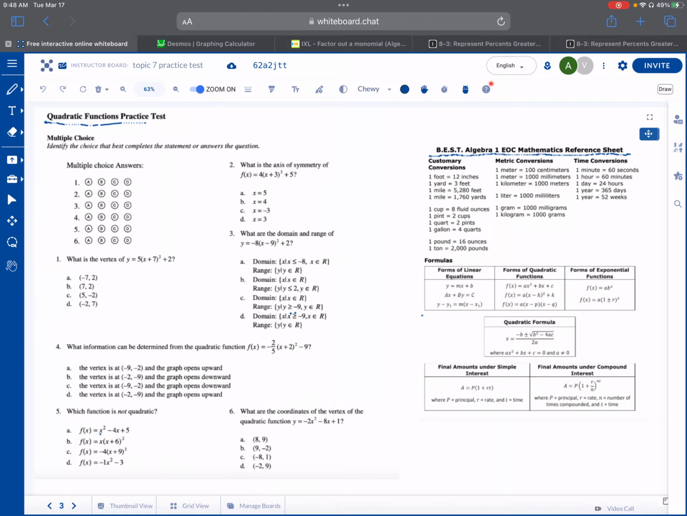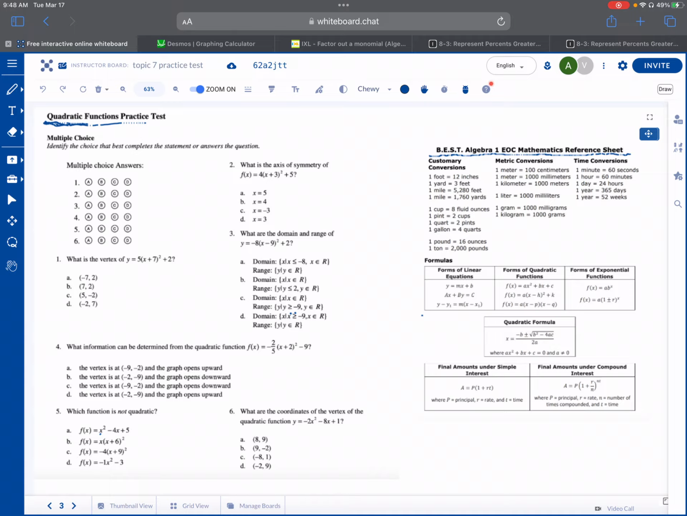So before we start the test, we're going to talk a little bit about what a quadratic is. A quadratic function is a function or an equation with an exponent of 2. So every time you see the word quadratic, look for that exponent of 2.